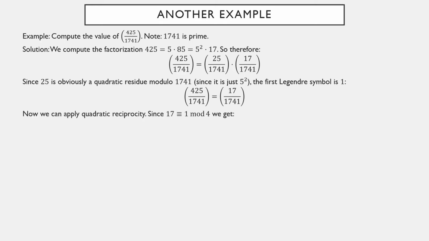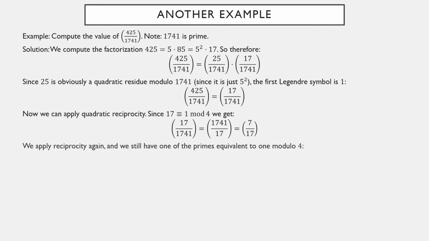Now I have 2 distinct odd primes, and one of them is equivalent to 1 modulo 4. Actually, they both are, but it doesn't really matter as long as one of them is. 17 by 1741 is the same thing as 1741 by 17. Now I have a much larger number over 17, so reduce it modulo 17. 1741 is equivalent to 7 mod 17. So you can replace the Legendre symbol 17 by 1741 with 7 by 17, a much simpler question.